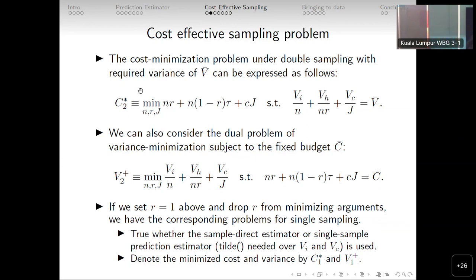And let's see whether R is in the interval 0 to 1. It doesn't rule out the possibility that R might be 1. The most cost-effective way may well be simply to collect all the data, because the loss of precision that you introduce by working with predicted data might not compensate for the financial saving. So we don't know, but we'll find out if that's the case. Alternatively, we can impose a budget constraint and say maximize statistical precision.